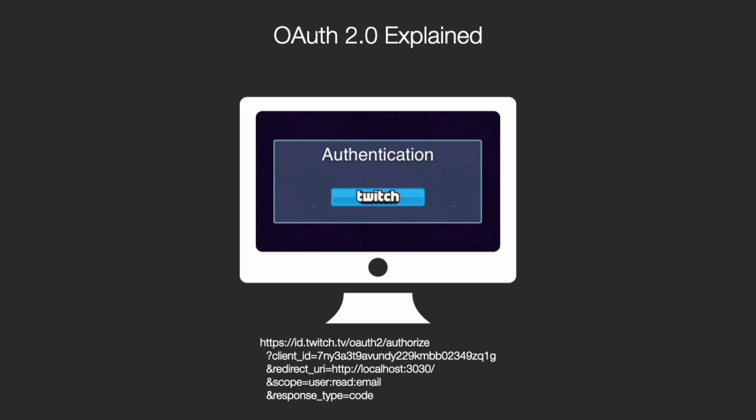The URL has some important parameters, including the client ID, a redirect URL, which in this example is a local server running on the user's machine, and the scope, that's the data that the user is authorizing our app to access. In this case, it'll be the user's email address. The last parameter indicates that we are expecting an authorization code back.